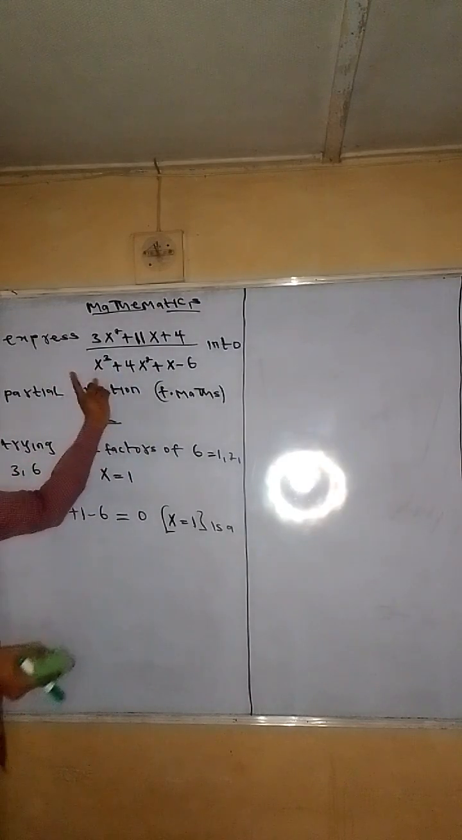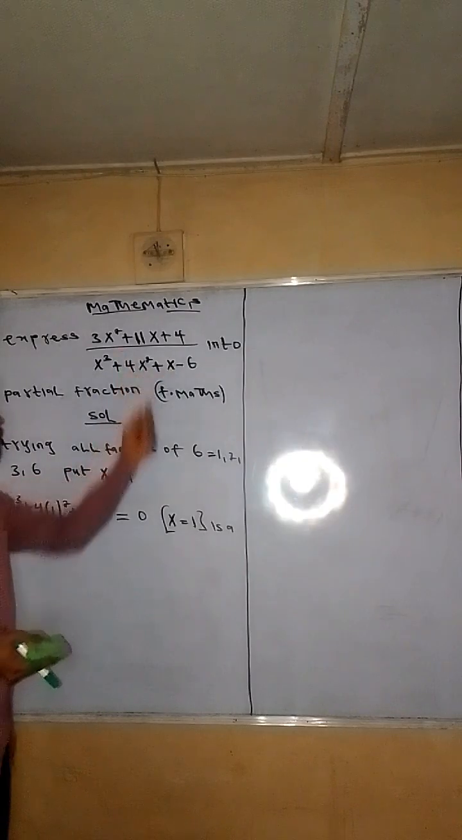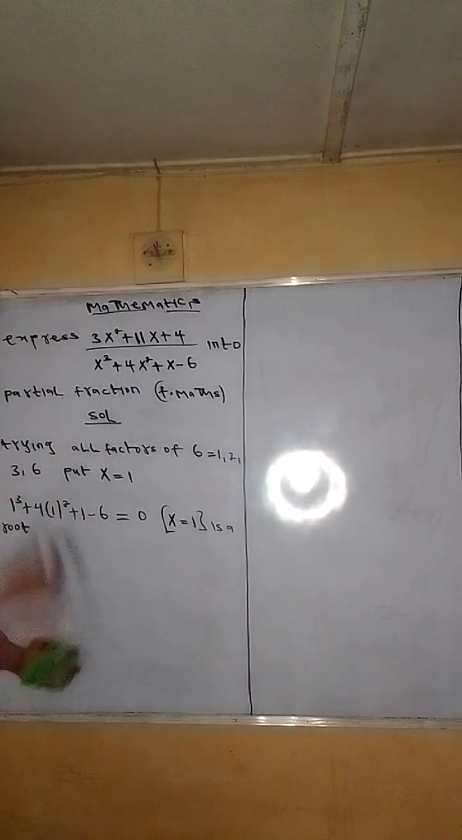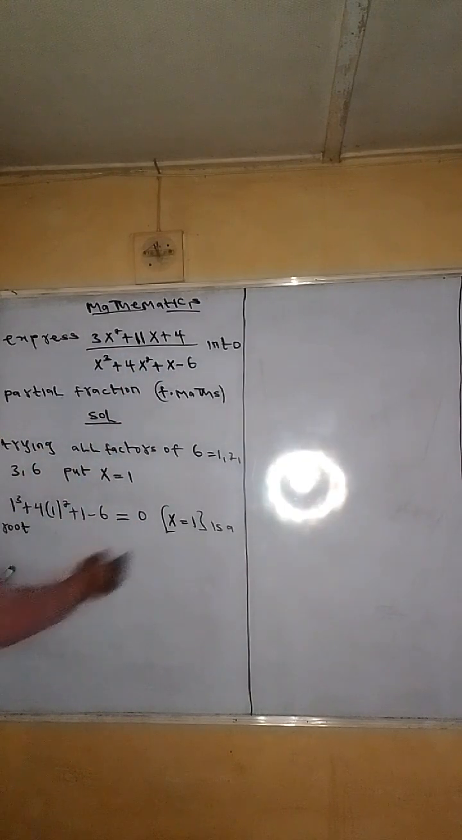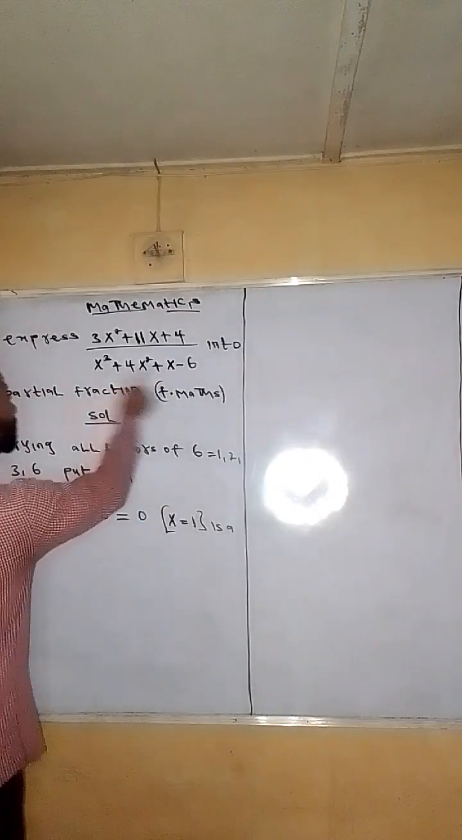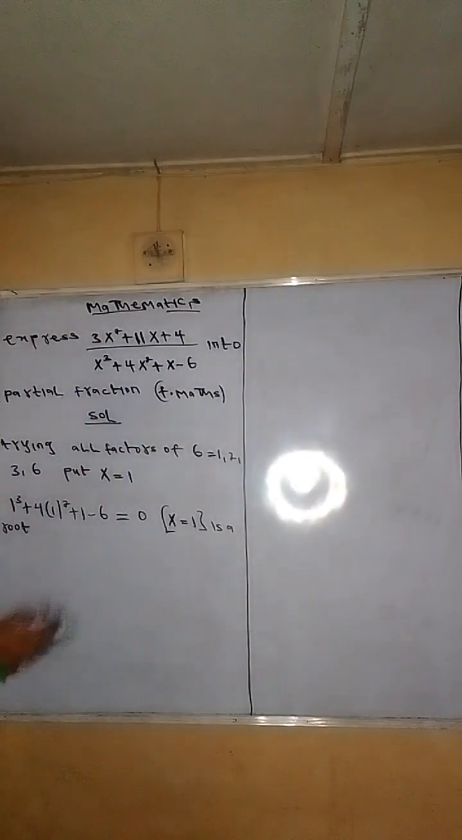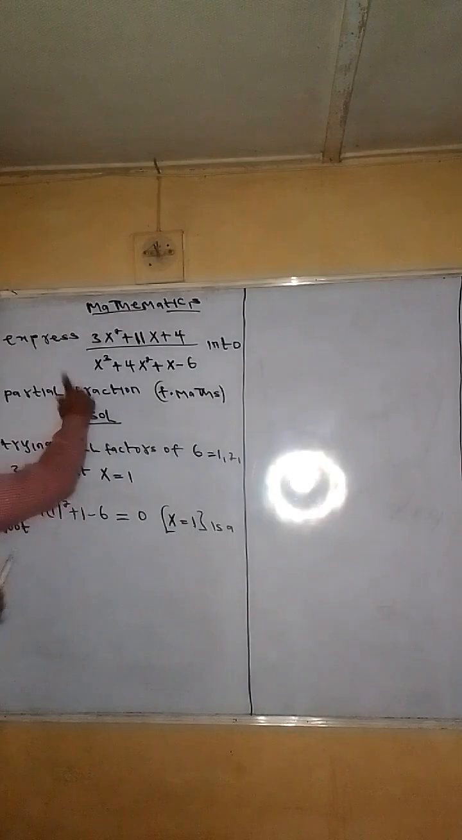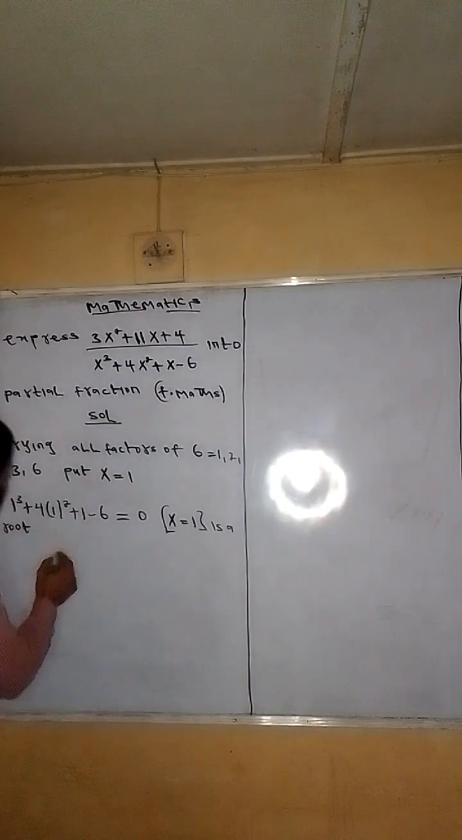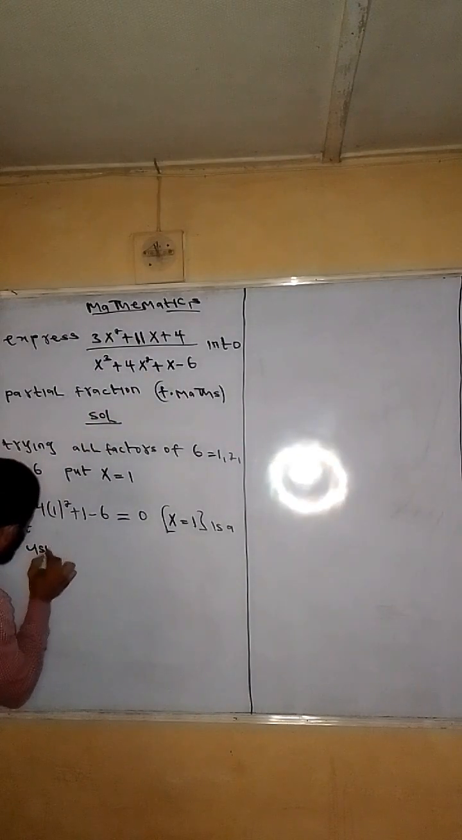Since 1 was put into this and the remainder was 0, that 1 is a root. So what we are going to do is use this x equals 1 to divide this polynomial, and then we are going to have the remaining factors. The remaining factors will be quadratic. So we divide using synthetic division.